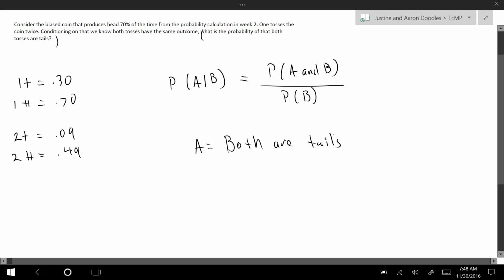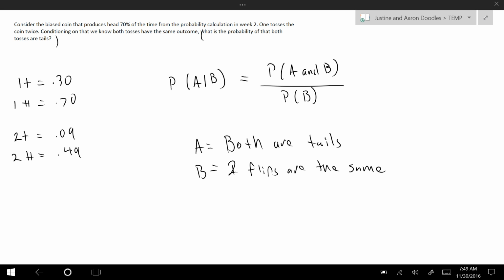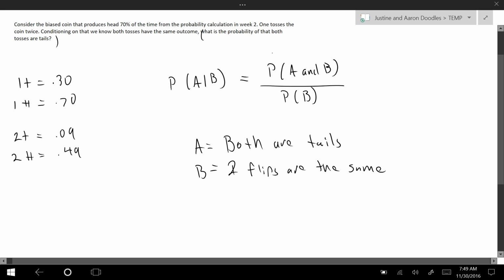Now we're left with the B part. And from here, we know that two flips are the same. So now we're left with what is the probability of A, which is both are tails, given that two flips are the same. Now, when I plug this into the formula, we'll start off at the top.